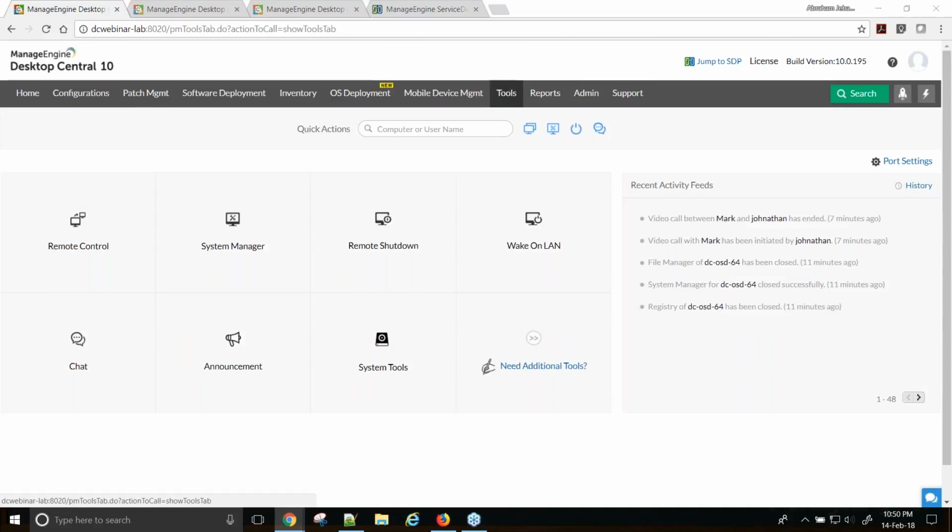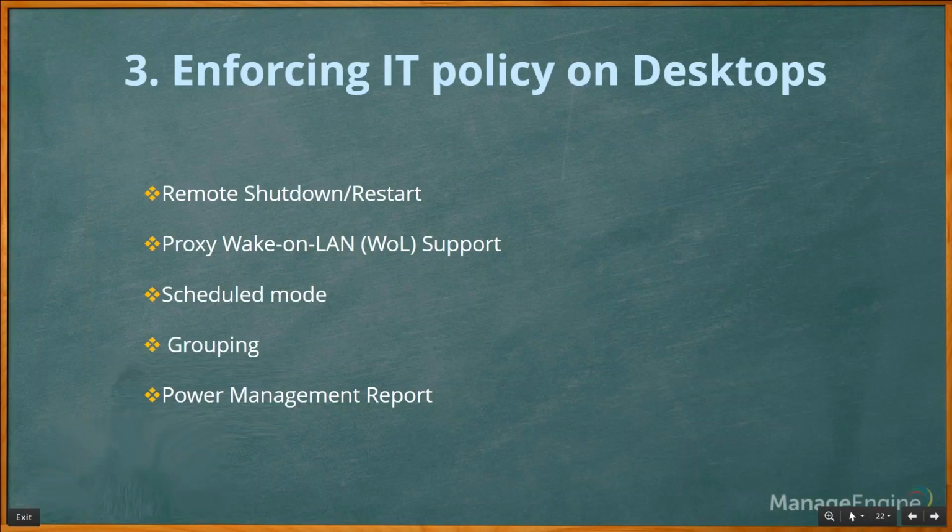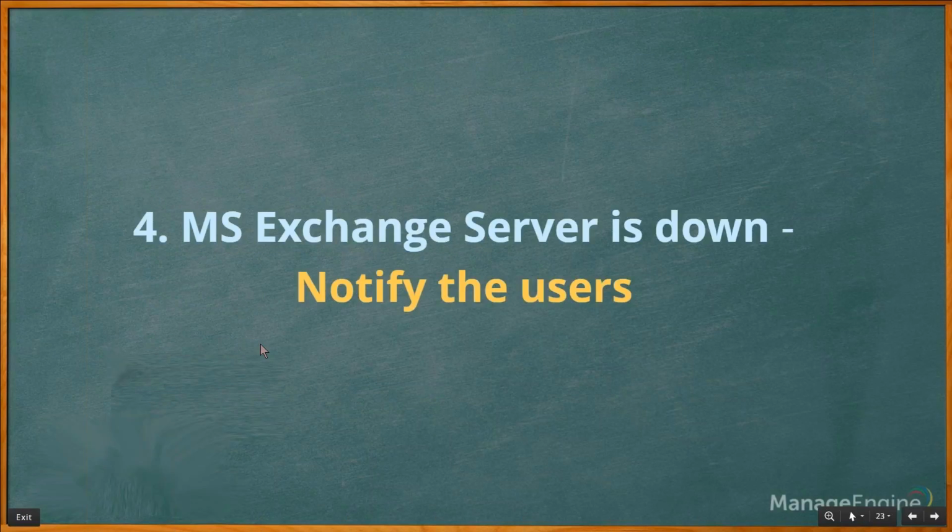Okay, so for now we have come to the end of this third example. We have seen all these examples shown on the screen, like remote shutdown and Wake on LAN, and we have seen how to schedule this task, and how to use the custom group and power management report. Okay, so let us move on to the next and the last real-time example.